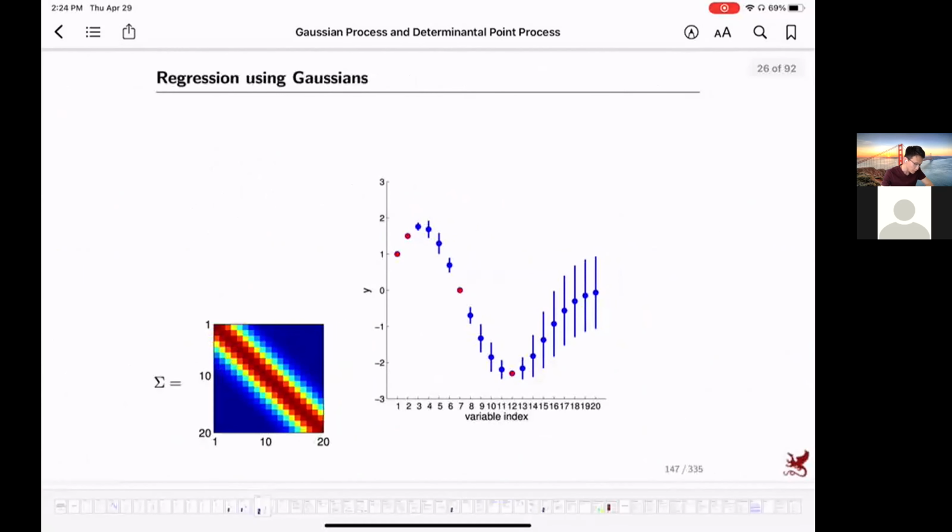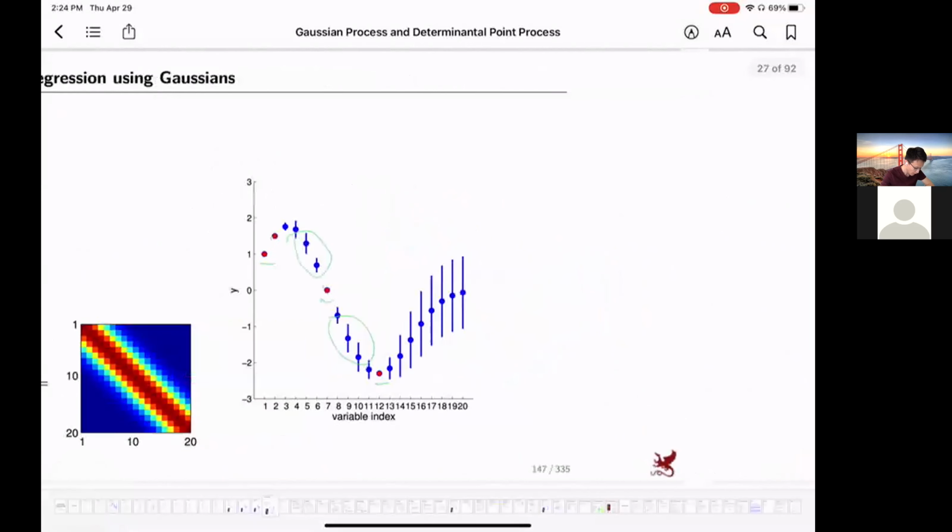Sometimes we may observe other red points, not just the first dimensions, right? Say we observe some dimensions in the middle, this gives us more certainty about what's going on, maybe in this area and this area, because we know points from both ends, right?